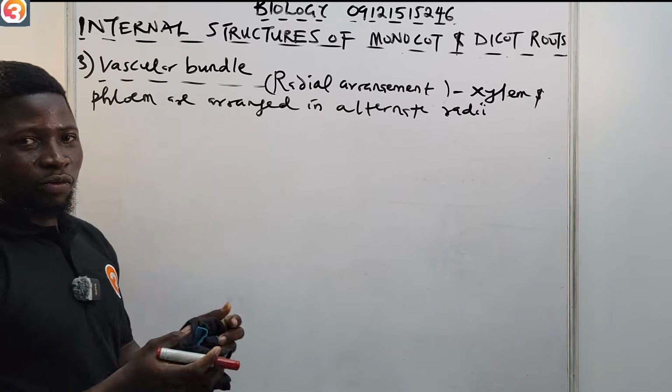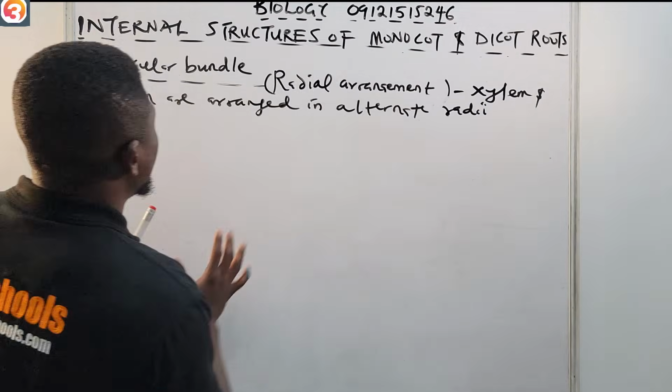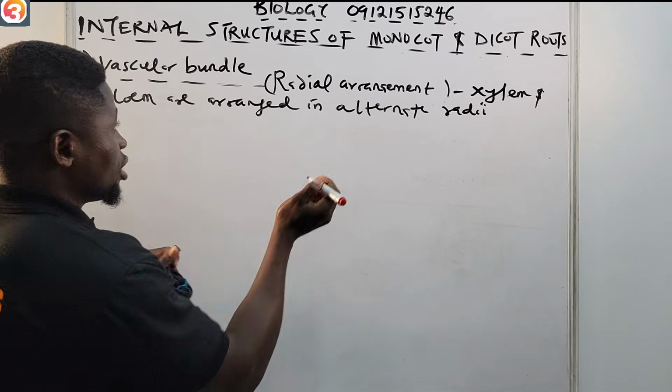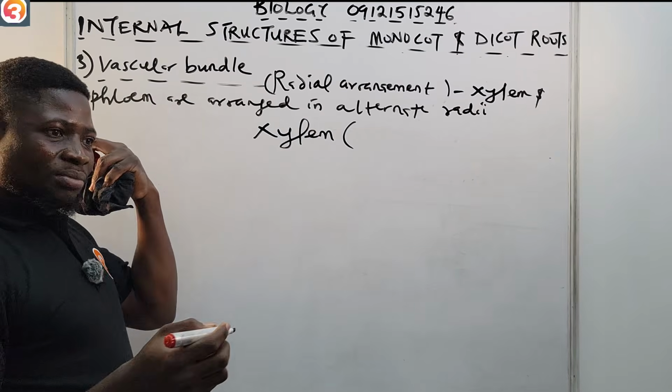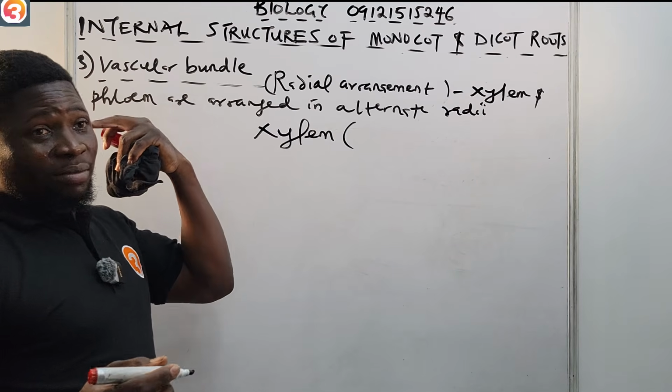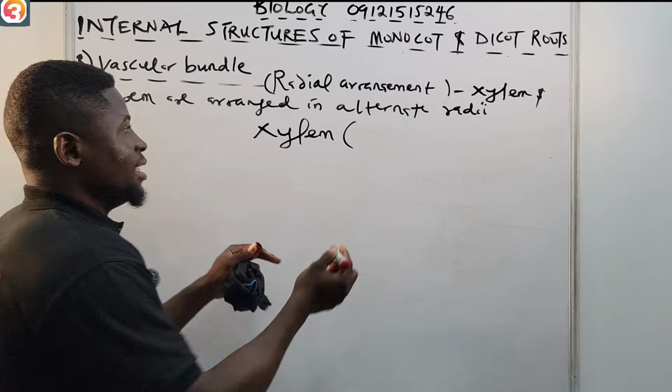So you must take note of that. Now let us talk about the xylem. They are usually in tetrarch or pentarch, that is, in 4 or 5. Okay, in tetrarch.